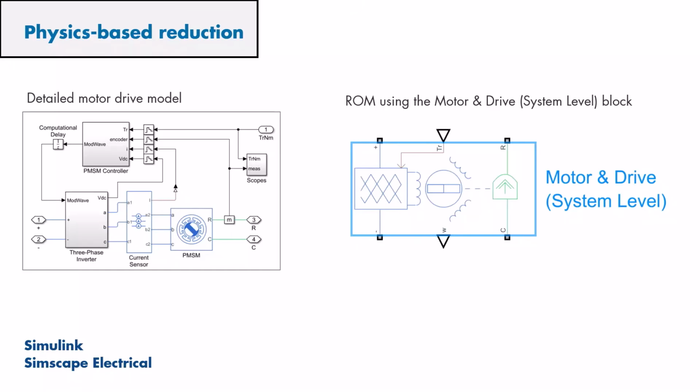One tool you can use to improve the accuracy of your reduced models is Simulink Design Optimization, which lets you optimize parameters of the reduced model to better match the behavior of the original high-fidelity model.